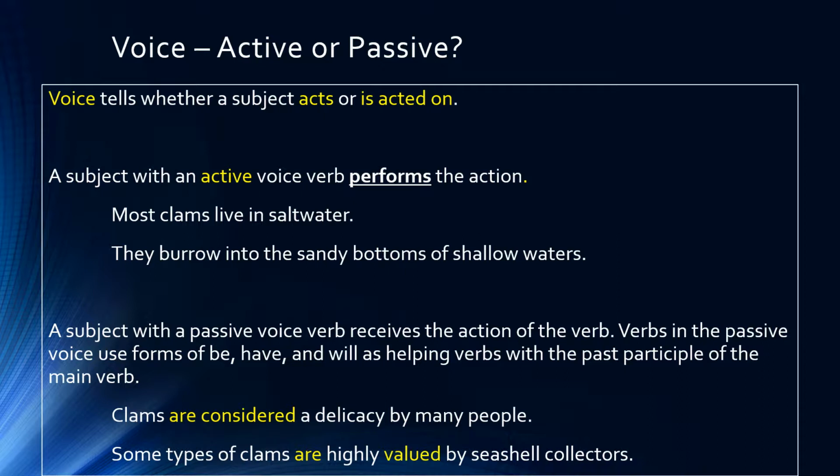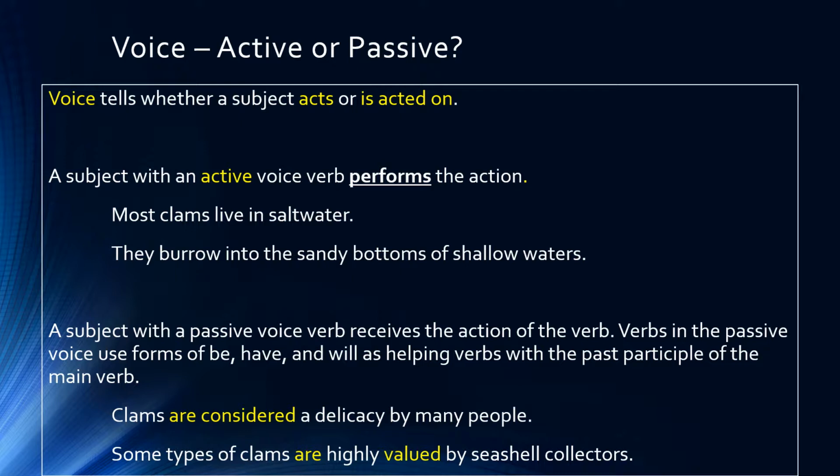A subject with a passive voice verb receives the action of the verb. So we need to understand that verbs in the passive voice use forms of be, have, and will as helping verbs with the past participle of the main verb. Couple of examples. Clams are considered a delicacy by many people. Now, clams in this sentence are not doing anything actively. Clams are being considered by many people. So the clams are not doing anything. They're receiving the action of the verb.